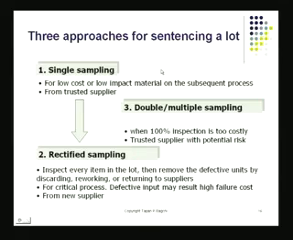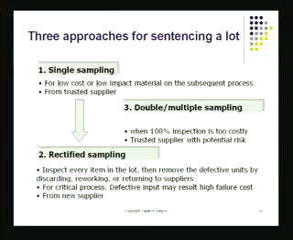I could start with something called single sampling, which basically says, as it shows on the slide here, I draw just one sample out of the lot, and based on the inspection of that one sample, I either reject the lot or I accept the lot.